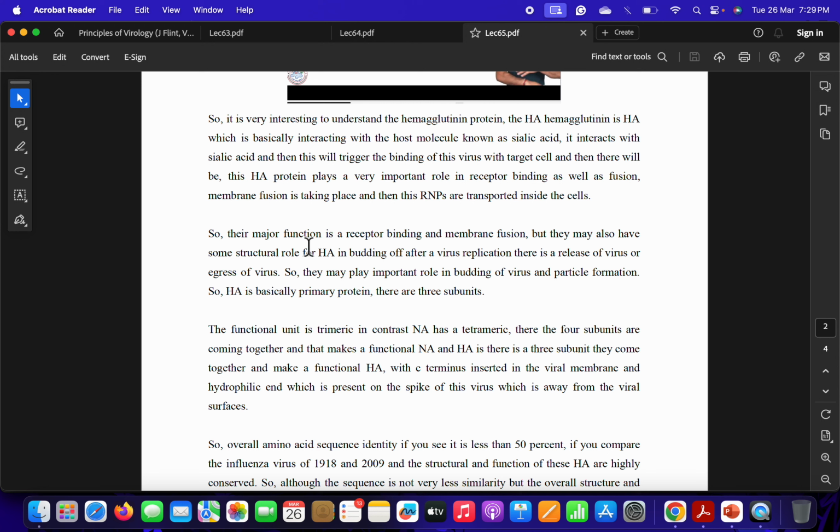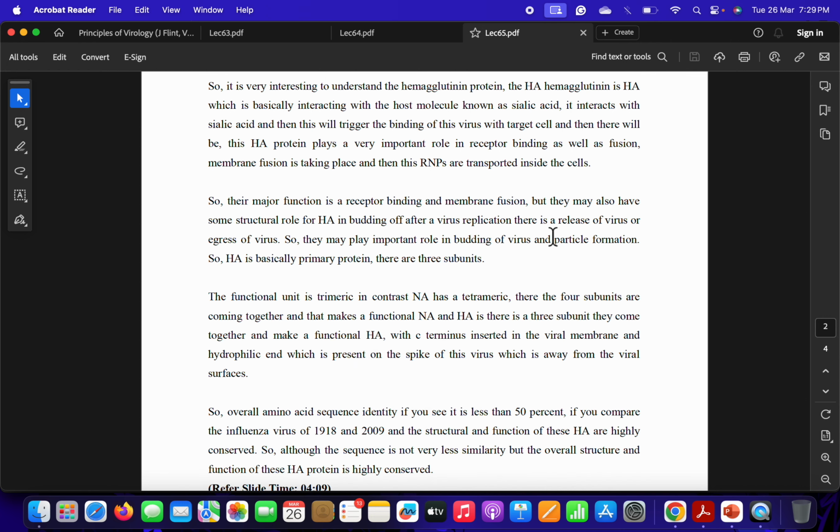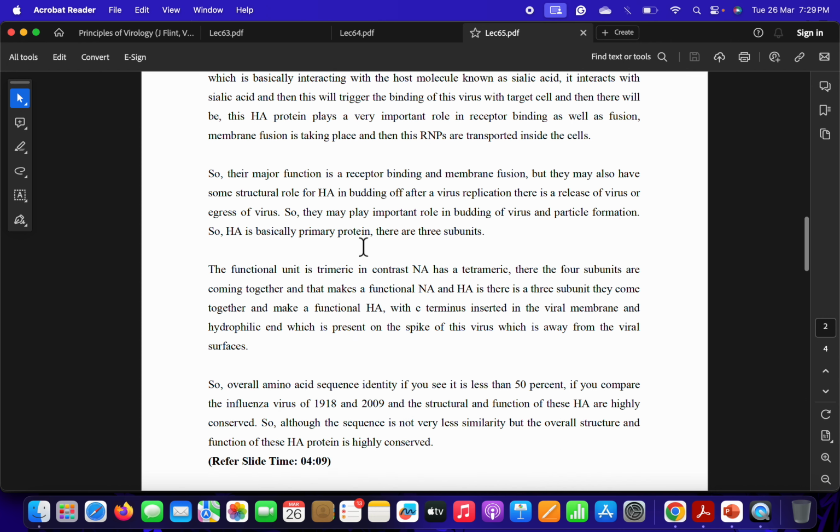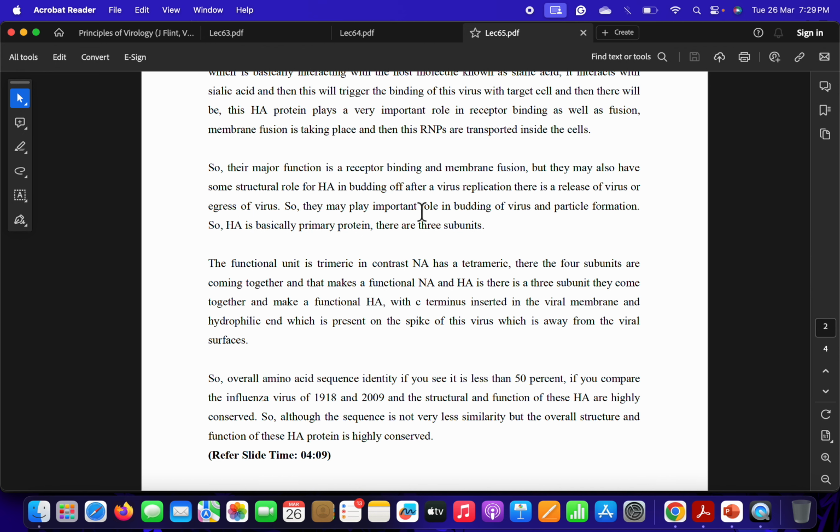So their major function is receptor binding and membrane fusion, but they may also have some structural roles for HA in budding, after virus replication. There is a release of virus and egress of virus, so they may play an important role in budding of virus particle formation.